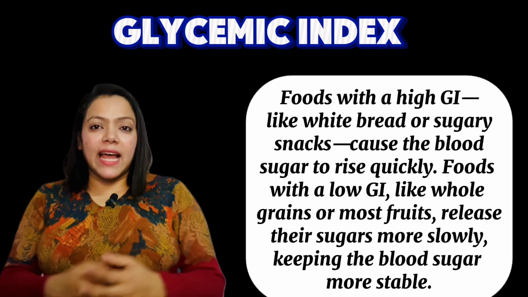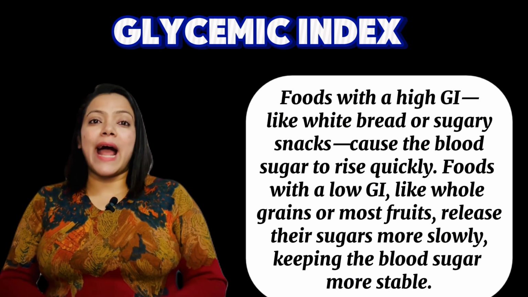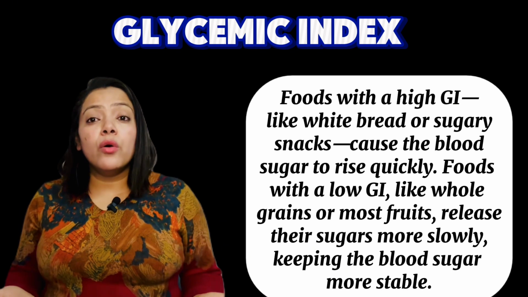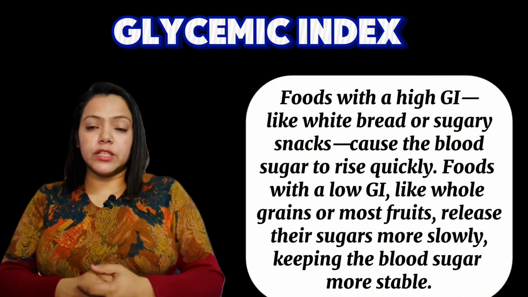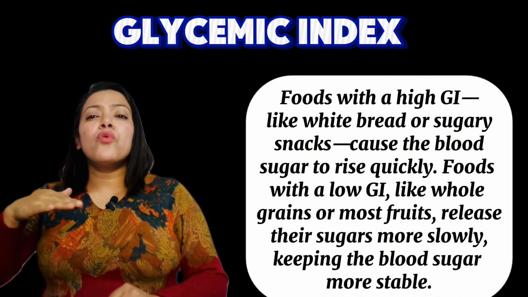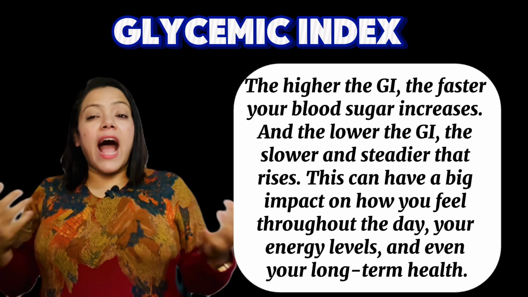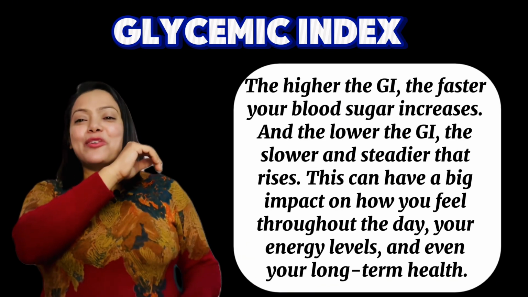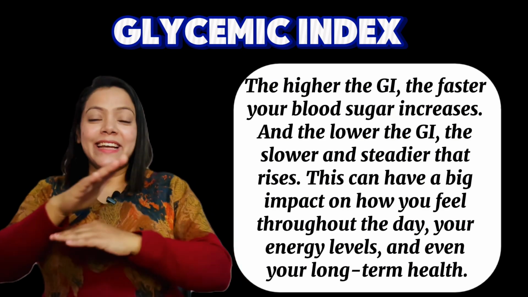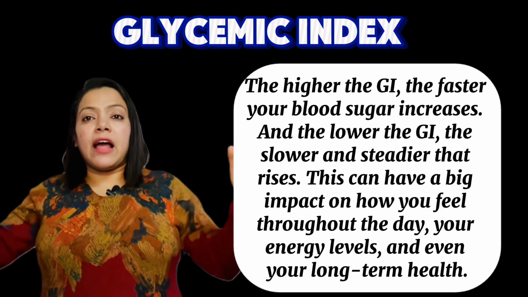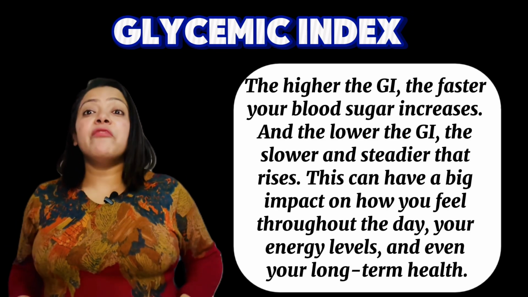Food with a high GI like white bread or sugary snacks causes your blood sugar to rise quickly, whereas food with a low GI like whole grain or most fruits releases their sugar more slowly, keeping our blood sugar more stable. The higher the GI, the faster your blood glucose increases. And the lower the GI, the slower and steadier that rise. This can have a big impact on how you feel throughout the day, your energy level, and even your long-term health.